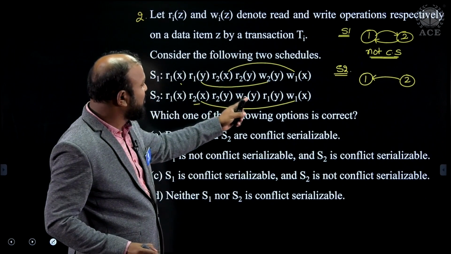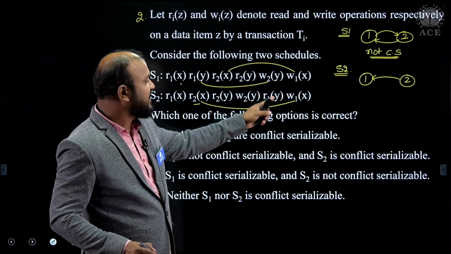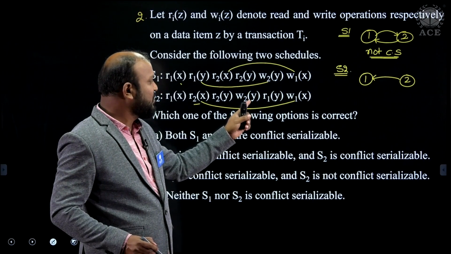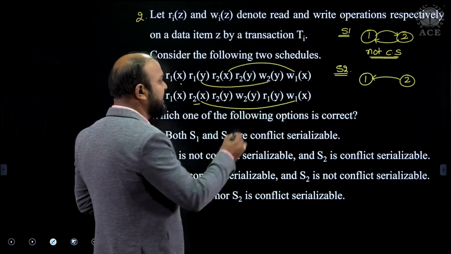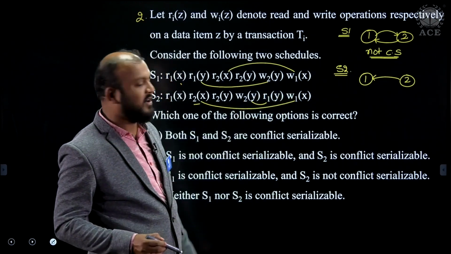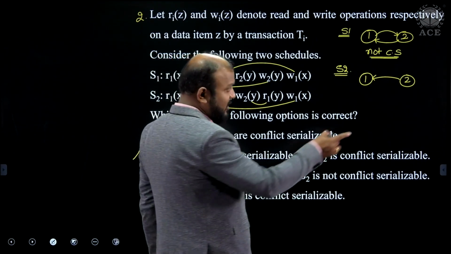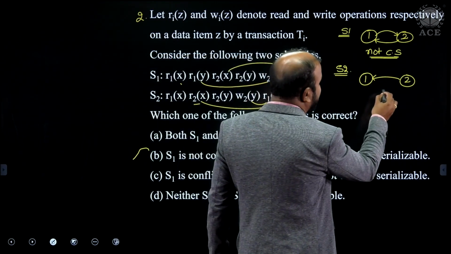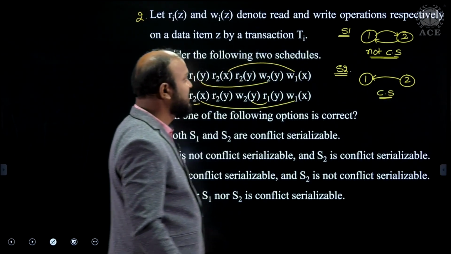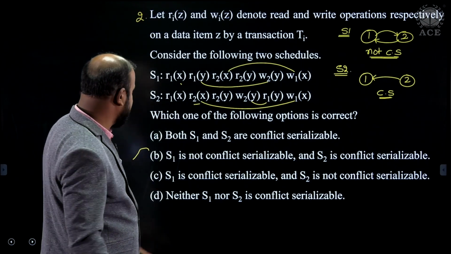R2Y, W2Y, same transaction, not conflicts. R1Y, read read, not a conflict. That is X. W2Y, R1Y, it is a conflict, we call it a write read conflict from 2 to 1, and an edge is already present. Any more conflicts possible? No. Because this precedence graph does not have any cycles, the schedule is said to be conflict serializable. So, what we conclude: S1 is not CS, S2 is CS.